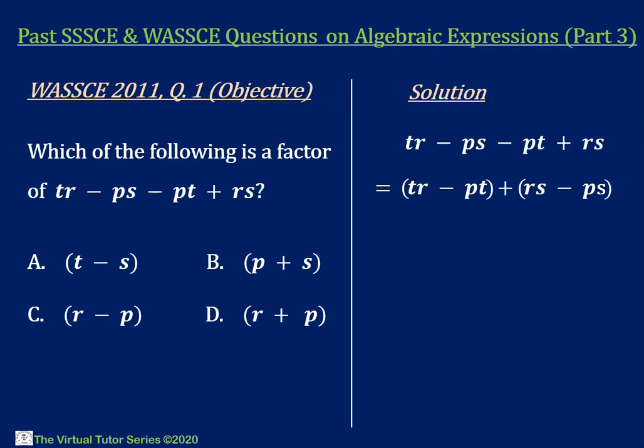The common factor of TR and negative PT is T. So the first group factorizes into T into bracket R minus P. The common factor of RS and negative PS is S. So the second group factorizes into S into bracket R minus P.